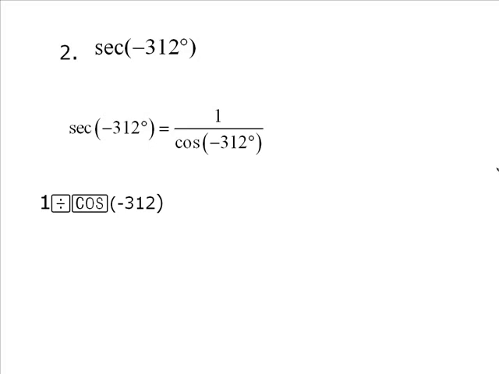This works well. There is another way to do it using the reciprocal key, where you go cos negative 312, then you use your x to the negative 1 key. I'm not writing this down, so you won't get to see it, but I'll have a chance to show that later on. But I find this works really well, just 1 divided by that. And you can handle any reciprocal ratio you run into.